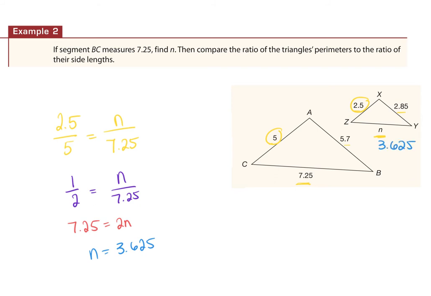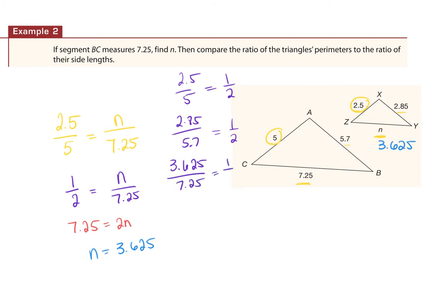All right, what you're gonna find is not only do the side lengths do that, the side lengths will always be in a 1/2 ratio. So if I put 2.5 over 5, I'm gonna get 1/2. If I put 2.85 over 5.7, I'm gonna get 1/2. And if I put that crazy decimal we just got over 7.25, I'm gonna also get 1/2. That's what always happens if they're similar. They will always reduce to the same fraction. That's what equivalent fractions do, and that's what ratios do, okay?